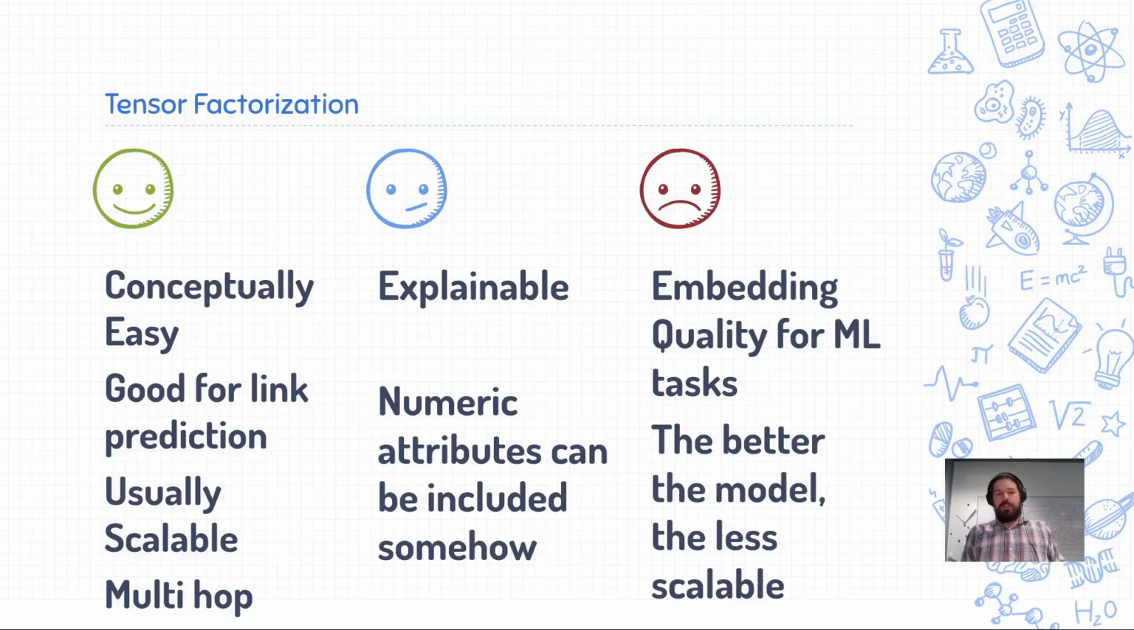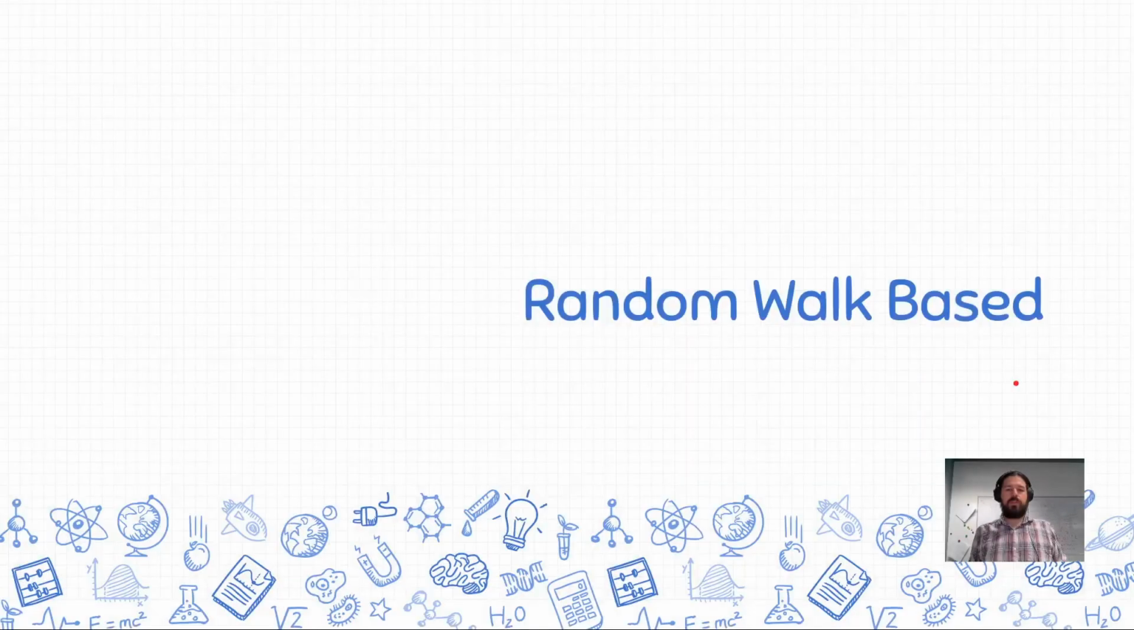Now, there are drawbacks. One is the embedding quality: for link prediction it works well, but for downstream machine learning tasks it has never been shown to work very well. And again, as I told you, there are other matrix factorization techniques as well, and the better the model, the less scalable it becomes. Okay, so these were the first two classes.